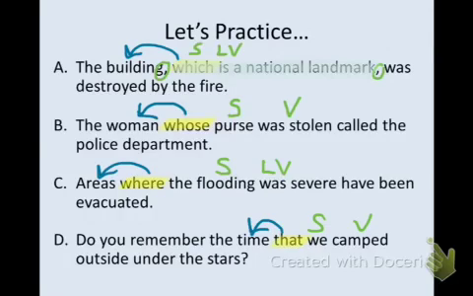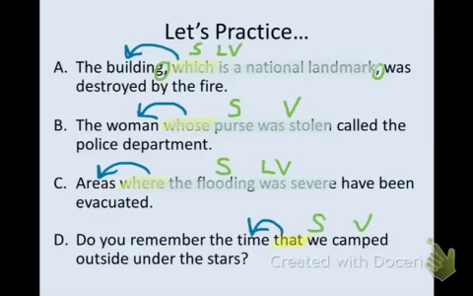Makes sense. In sentence B, again, let's go ahead and take out the adjective clause. In sentence B, the woman called the police department. Again, independent clause, simple sentence. Sentence C, where the flooding was severe. We sort of remove that from the sentence. What we're left with is areas have been evacuated. Again, that's got a subject, a verb, a complete thought. That's my independent clause or my simple sentence.